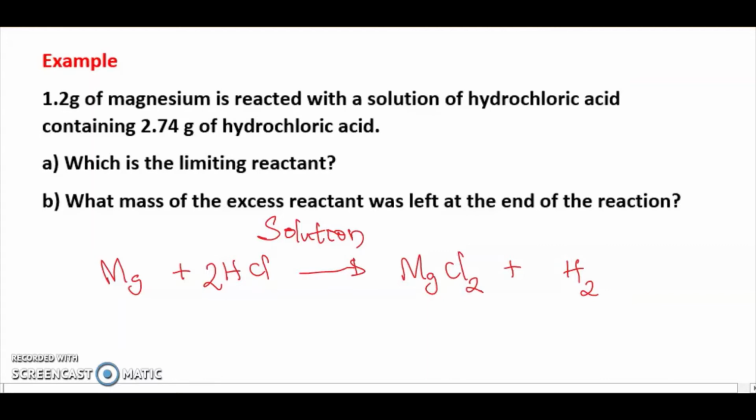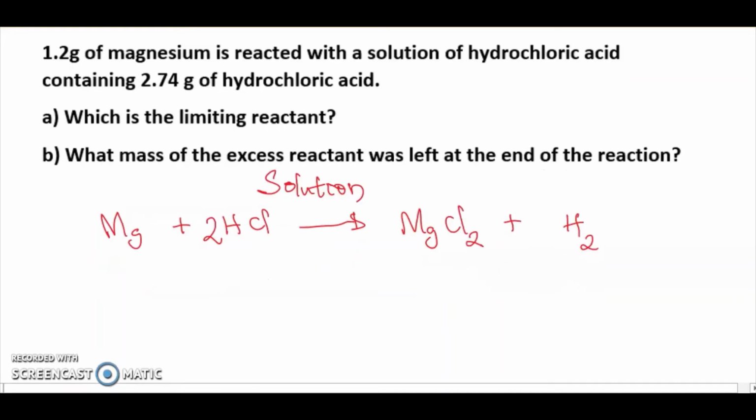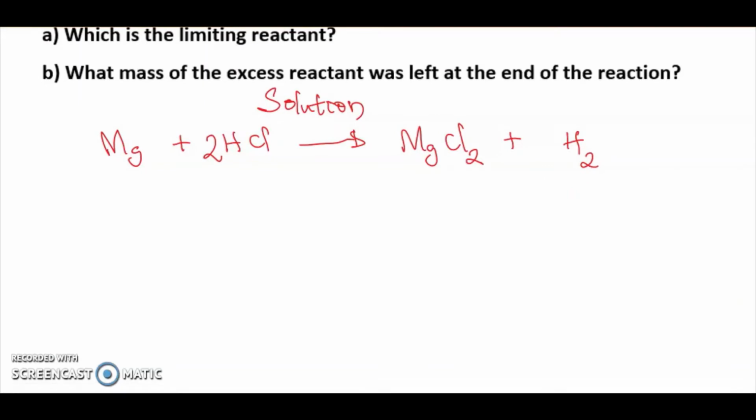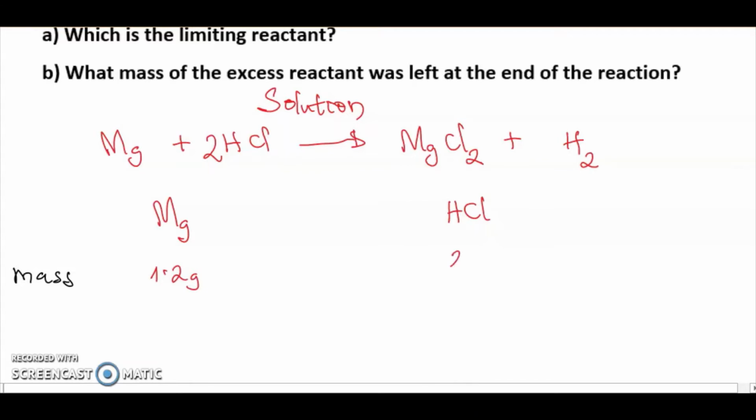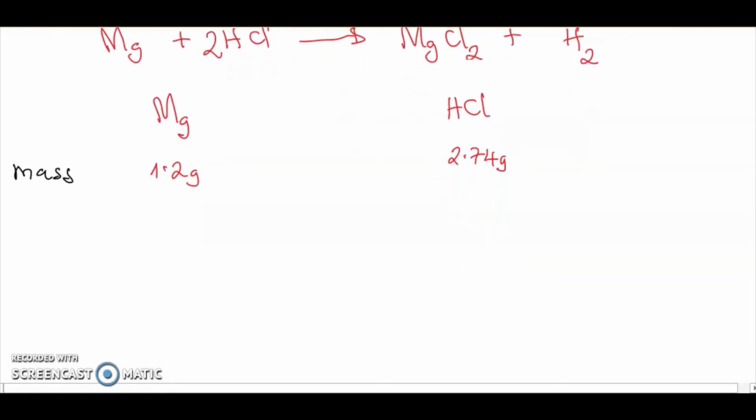Now let's go ahead and calculate the number of moles of the reactants. For the reactants, we have magnesium and hydrochloric acid. So let's calculate the number of moles of each reactant. We're given the masses in the question. The mass of magnesium is 1.2 grams. The mass of hydrochloric acid is 2.74 grams. Okay, we have the masses. Let's now calculate the moles.